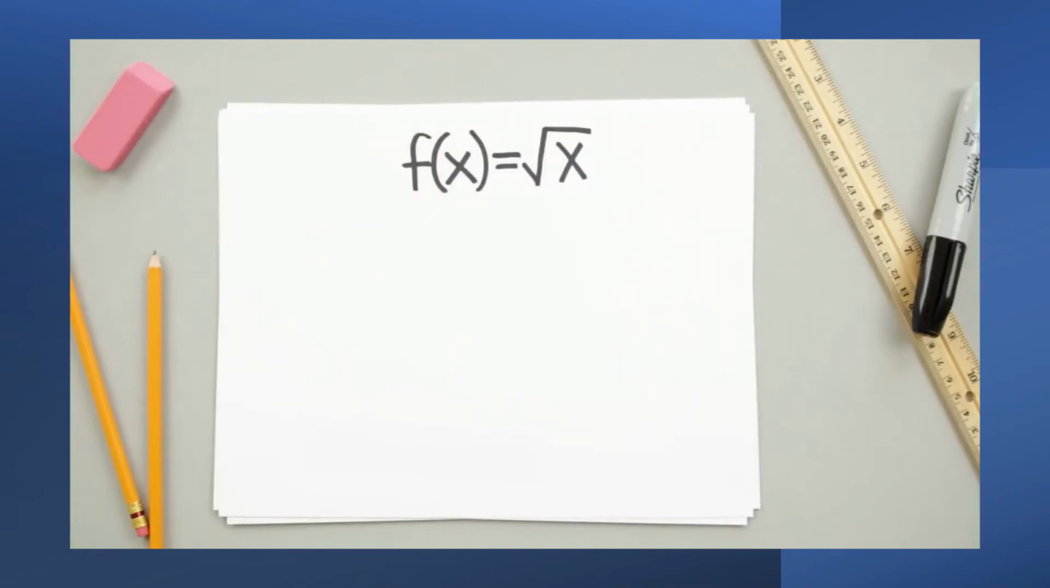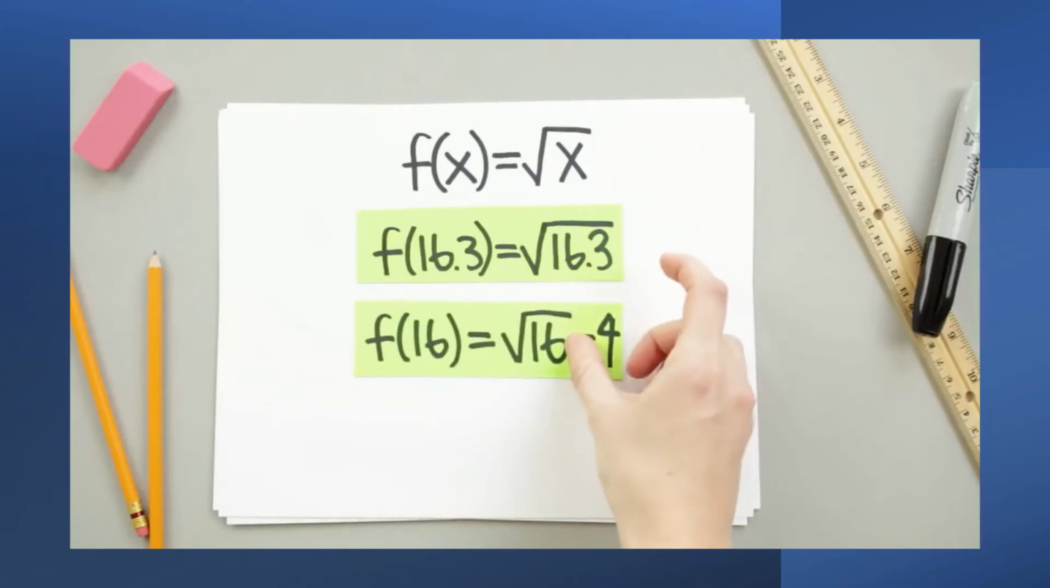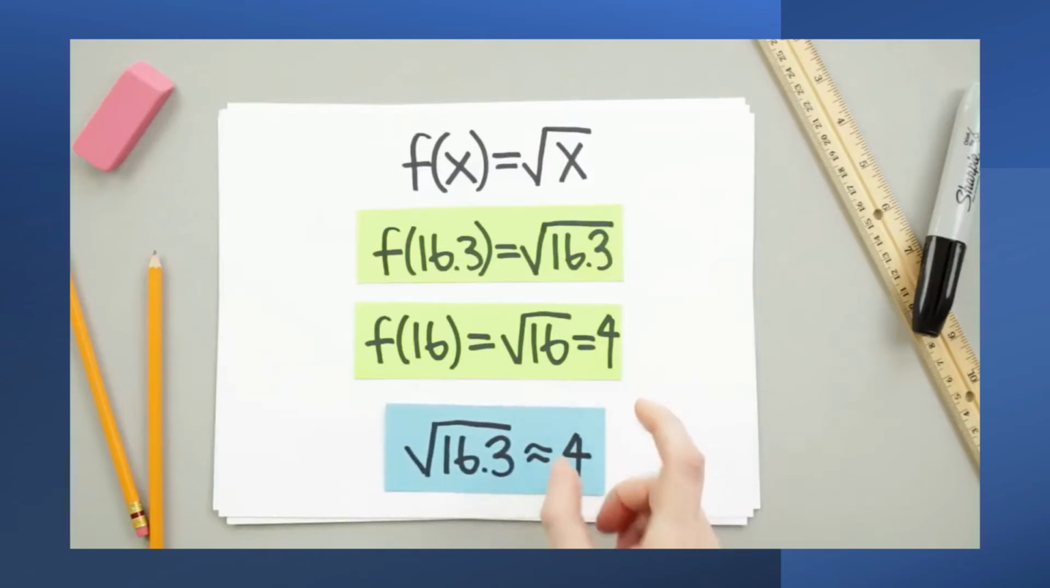Let's say we want to find the square root of 16.3. That sounds pretty tricky, but we already know that the square root of 16 is 4. So we could say with at least some confidence that the square root of 16.3 is going to be just a little bit more than 4. Let's try using linear approximation to get an even better idea of what this square root might be. We'll use the information that we do know, that the square root of 16 is 4, in order to estimate what we don't know.